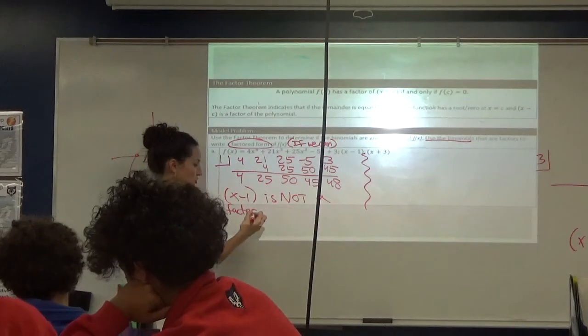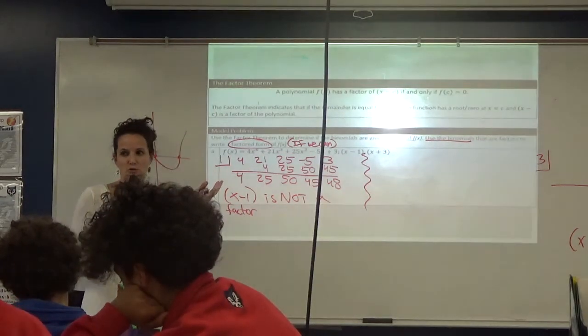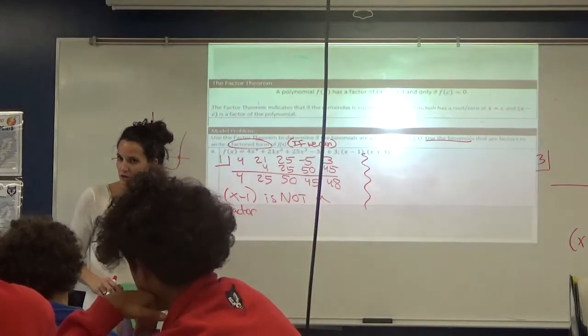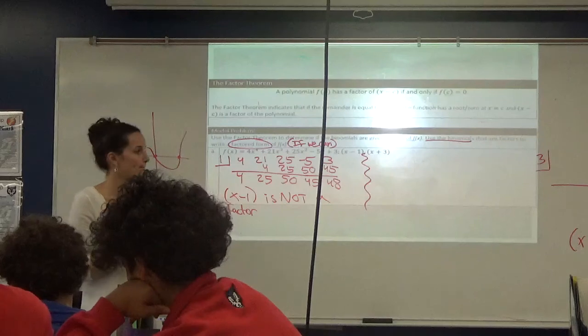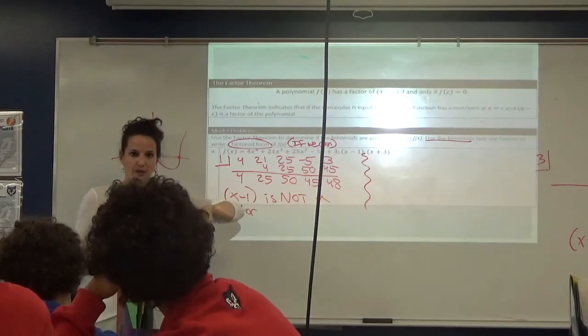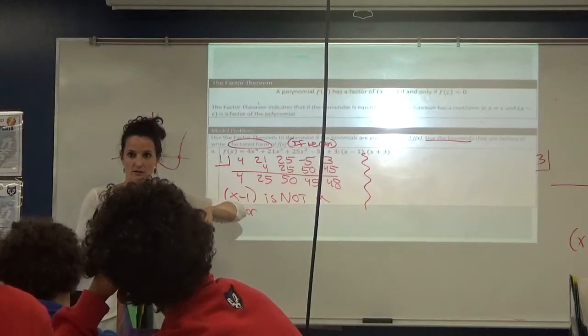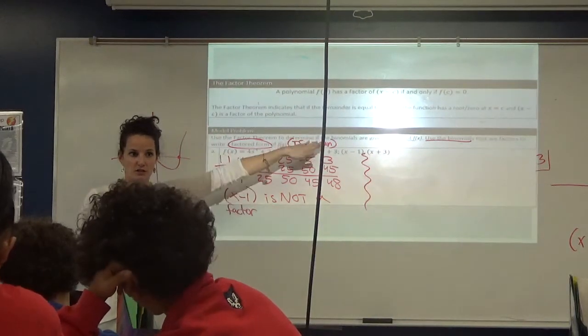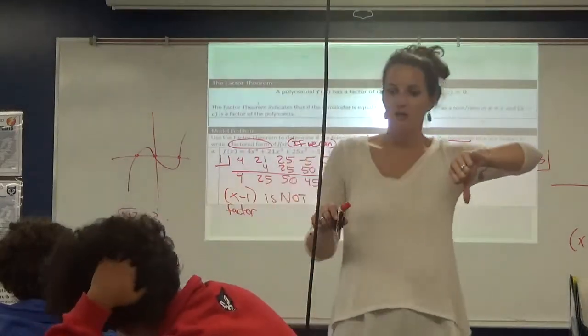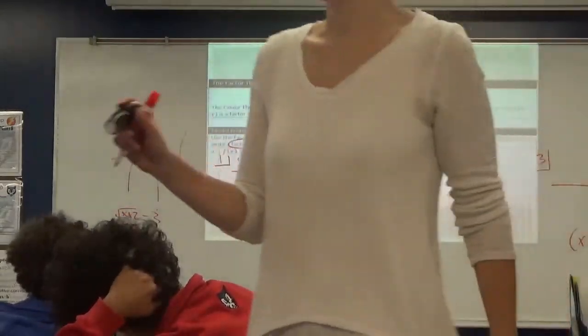And if they ask you why, I didn't ask you why, but if they ask you why, Chimmy, can you explain why you said it's not a factor? It's not a factor because the remainder isn't 0. The remainder is not 0. If it's a factor, our remainder will be 0. Okay? So he answered that question. Is it a factor? He said no, it's not a factor because our remainder is not 0.